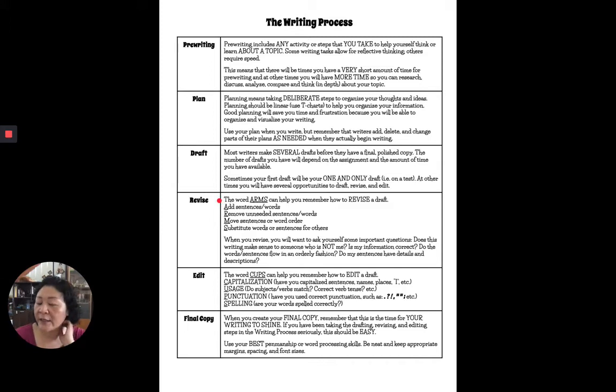Okay, so if you look at the pointer there, the word ARMS can help you remember how to revise a draft. The A in ARMS stands for add sentences or words. The R in ARMS stands for remove unneeded sentences and words.